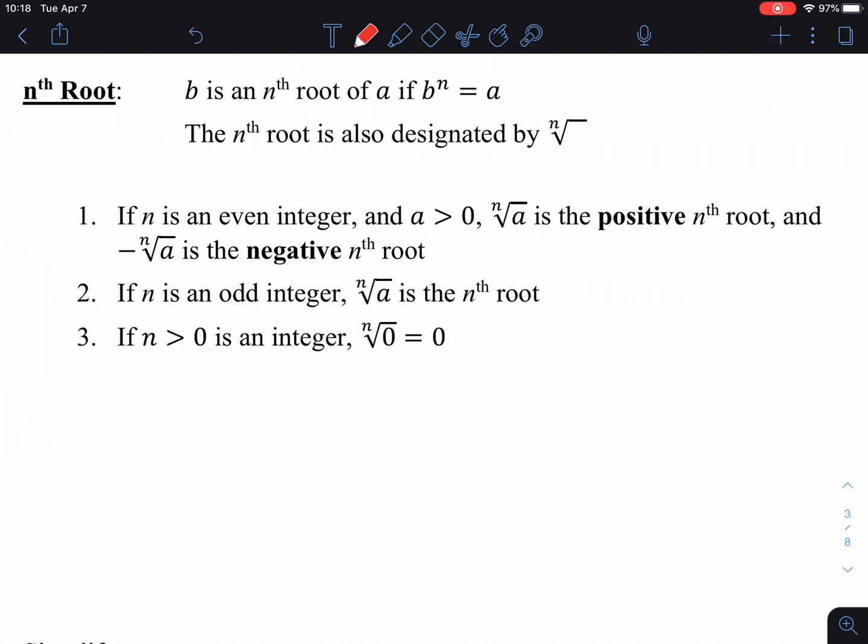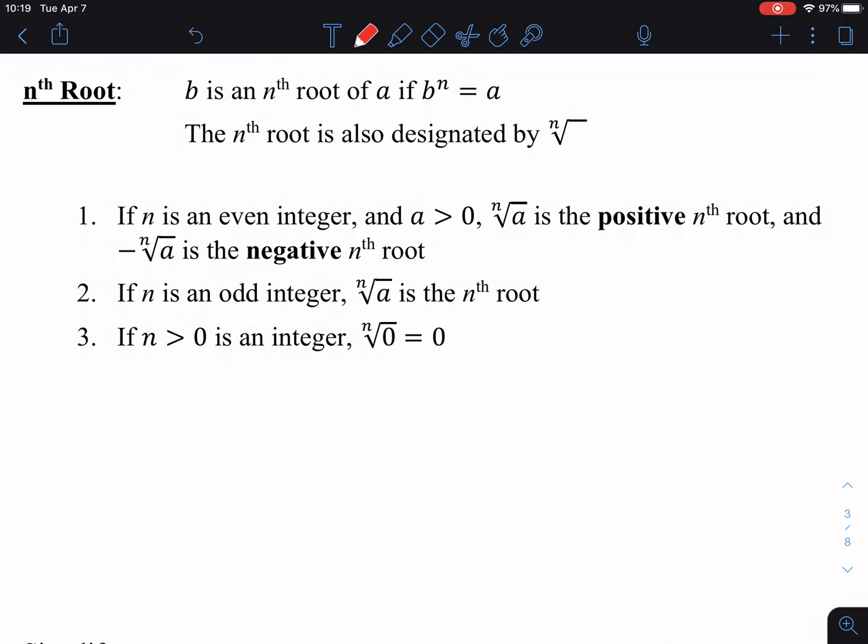Okay, now we're going to take the concept of the square root and expand that out to talk about what we call the nth root. A number b is an nth root of a if when you multiply b by itself n times, you get a. Instead of just the square root, where you have b times b, it might be a fourth root, where b times b times b times b is going to equal a.